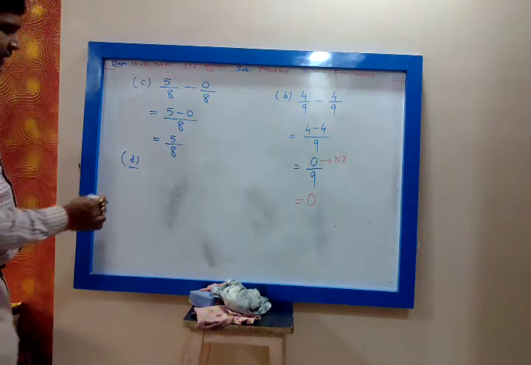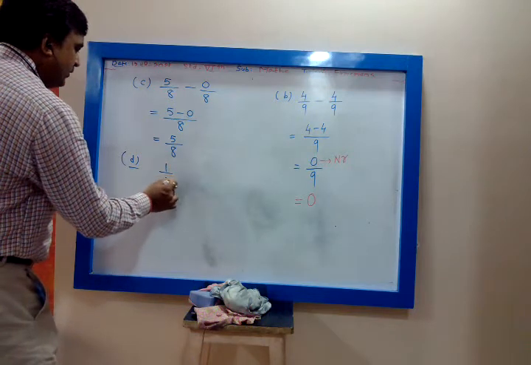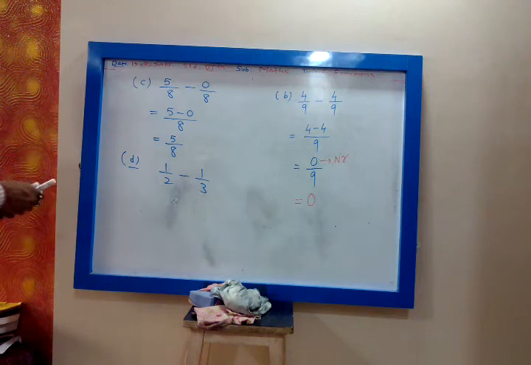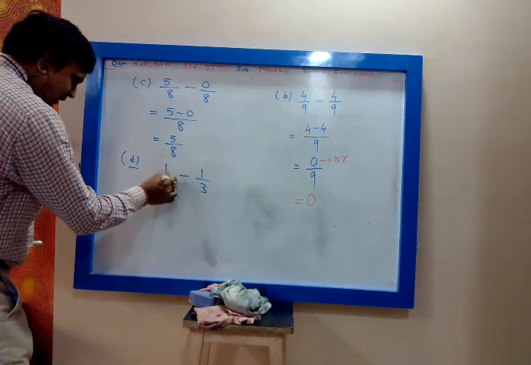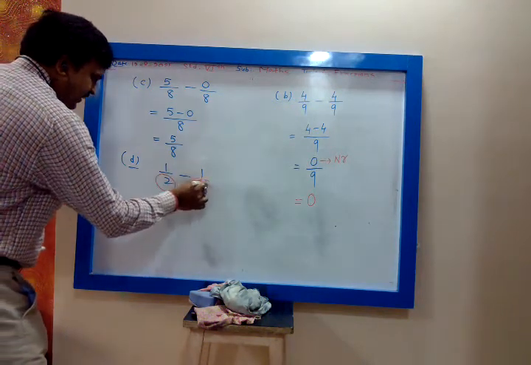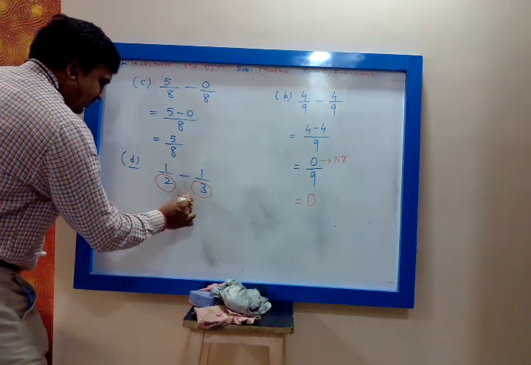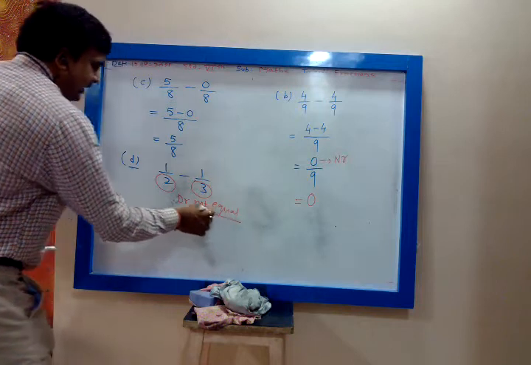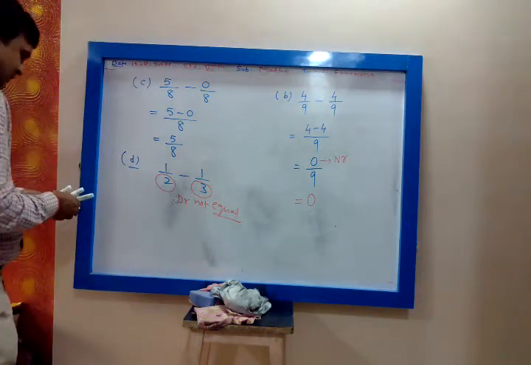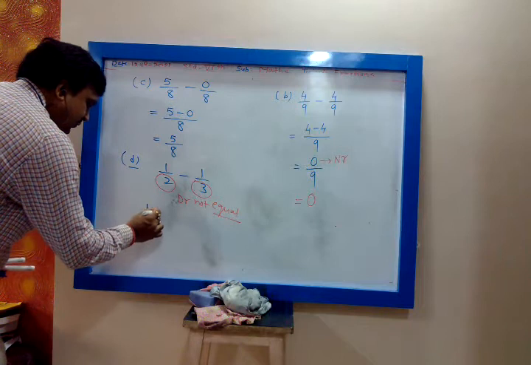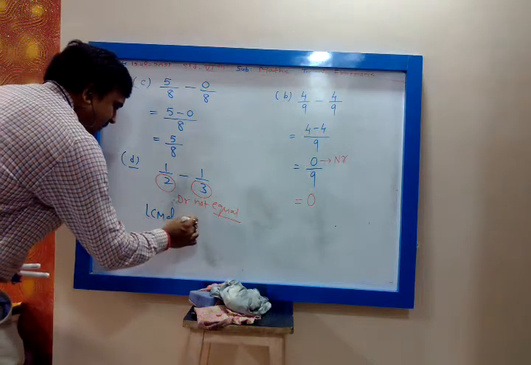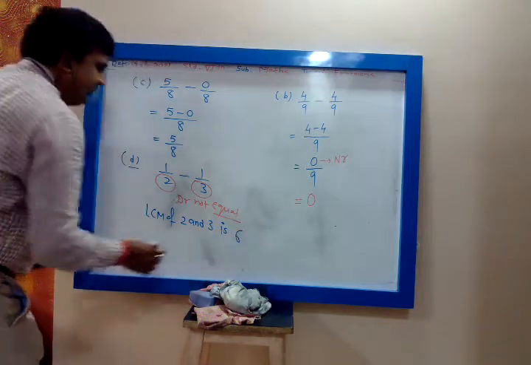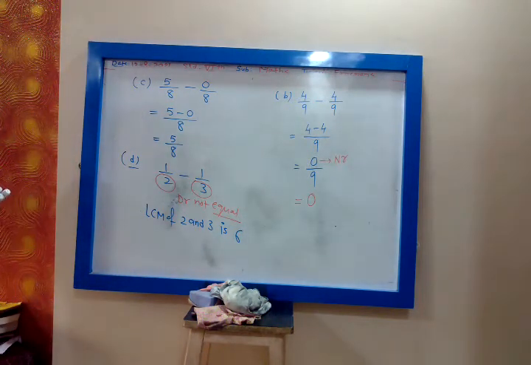Then 1 by 2 minus 1 by 3. Now you check whether the denominators are equal or not. This is 2, this is 3. So the denominators are not equal. When denominators are not equal, we have to take the LCM of the denominators. LCM of 2 and 3 is 6, because both are prime numbers. LCM of two prime numbers is the product of the numbers.